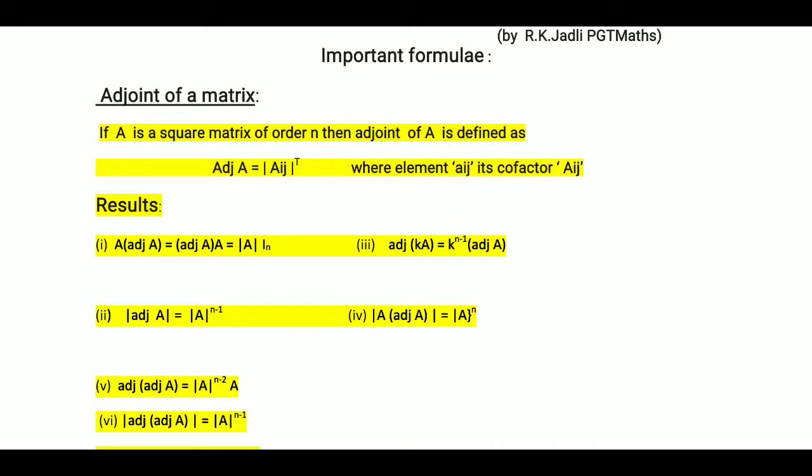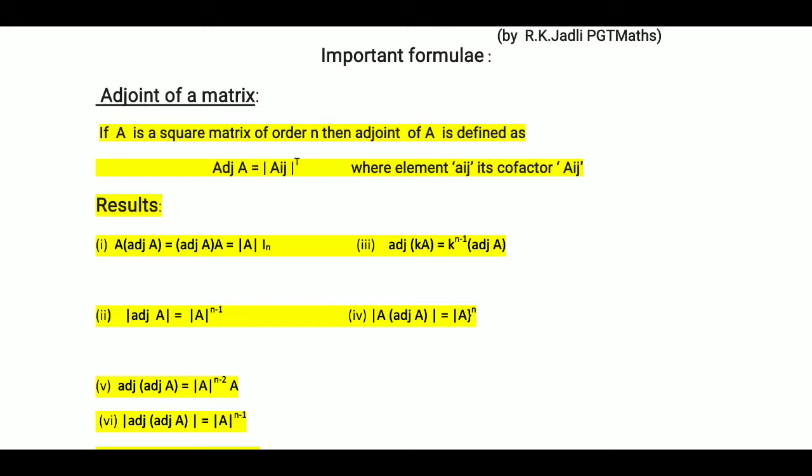Some results are here which are very important from the examination point of view of 1 mark. First is A into adjoint A is equal to adjoint A into A, equal to determinant A into identity matrix of the same order n. A into adjoint A is equal to determinant A into identity matrix.